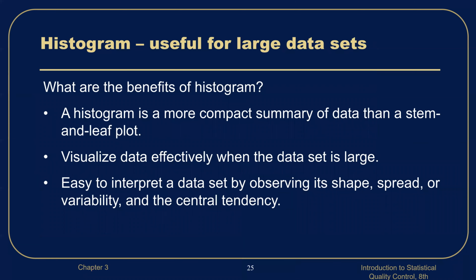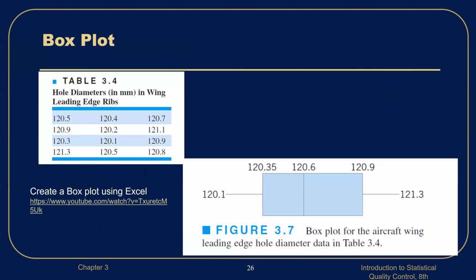So benefits of using histogram include: it is a more compact summary of data. It visualizes data effectively when the data set is large. It's more effective than using the stem and leaf. And it is easy to observe its shape, spread, variability, and central tendency by using bars.